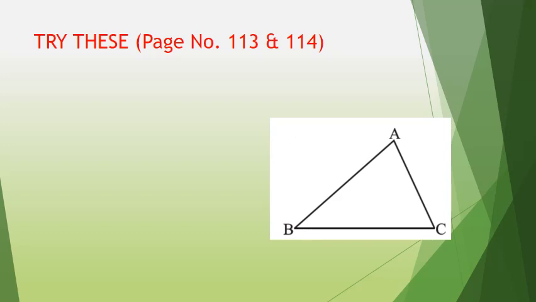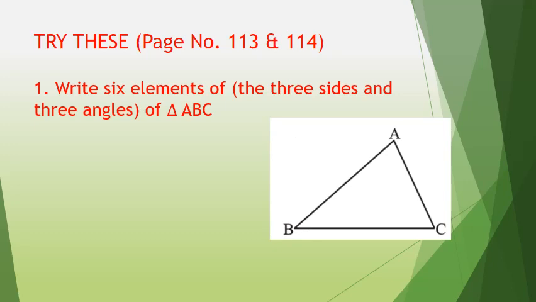Next we can see, try these questions of page number 113 and 114. Observe the figure. Given triangle ABC, we have to write the 6 elements of the triangle ABC. Do you remember what are the 6 elements of triangle ABC? Yes, we have to write 3 sides and 3 angles. They are the 6 elements.